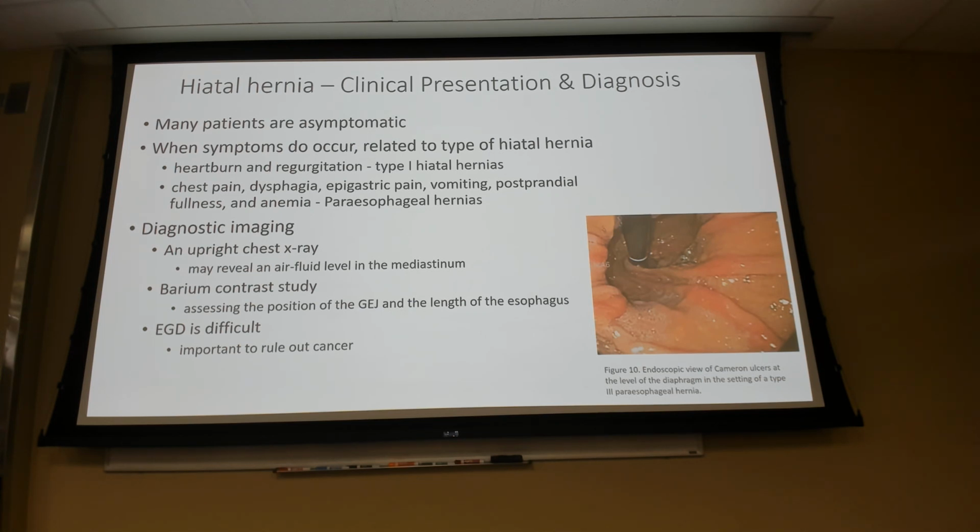If they're still symptomatic, then we move into further pH testing of their treatments, but this is when an EGD can be helpful, so we can evaluate the gastroesophageal junction. A barium contrast study works well too. And then sometimes we can just get plain films, just looking for any air in the mediastinum or an air-fluid level in the mediastinum.